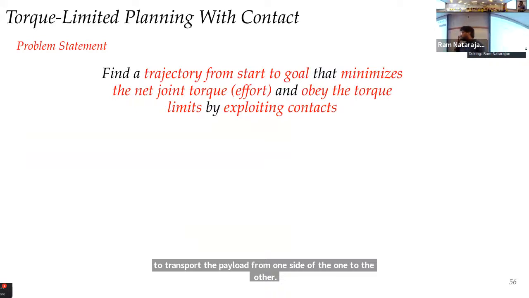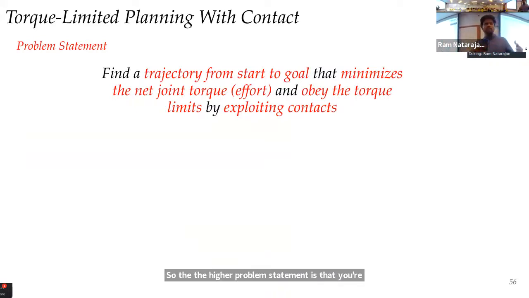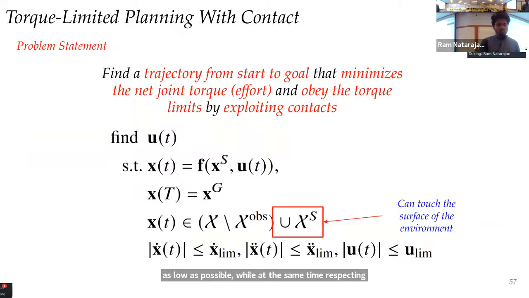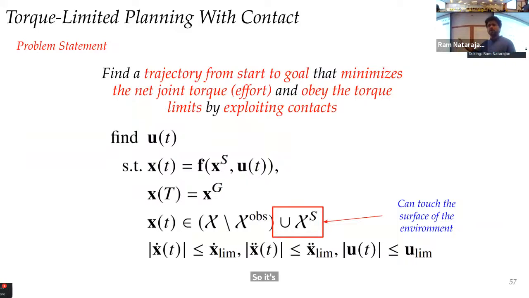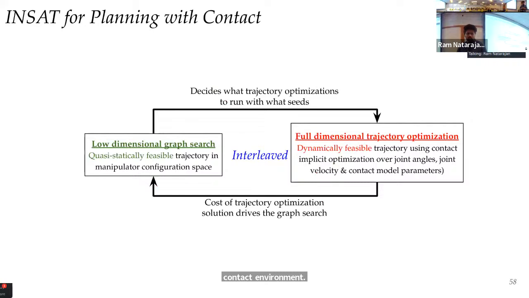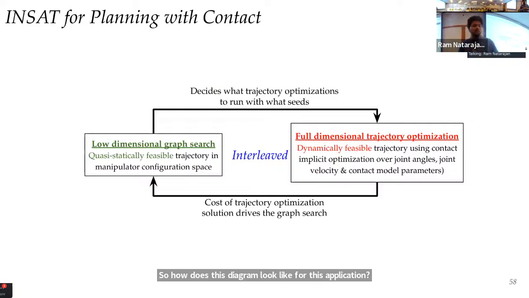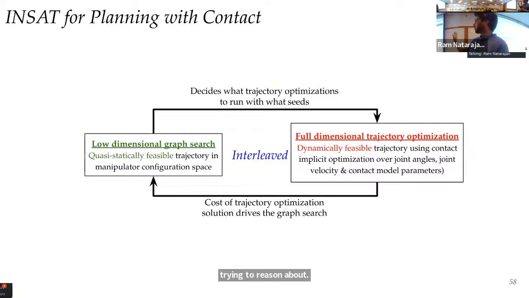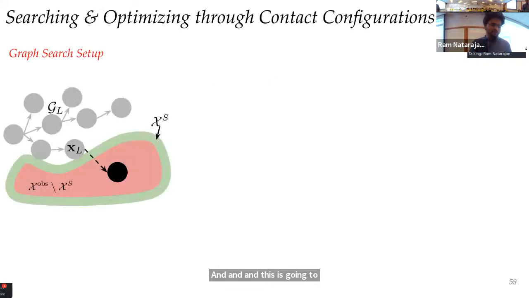So the high-level problem statement is that you're trying to find a trajectory that keeps the torque as low as possible, while at the same time respecting the torque limit. It's a very straightforward formulation. The only difference is that now you're allowed to make contact with the environment. So how does this diagram look for this application? The low-dimensional space is going to explore the quasi-statically feasible configurations of the arm. And then the full-dimensional space is where you're trying to reason about the joint velocity or the contact model parameters, which I'll get into in a minute. And this is going to keep alternating between the two to find the trajectories that I showed.